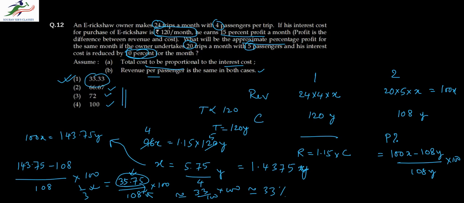But we can save a lot of time if we use the other options and eliminate them, just as I showed you earlier, to give you an idea of the range in which the answer might lie. So that would help you quickly arrive at the answer without going through all these calculations.